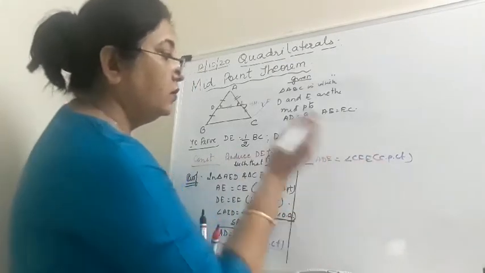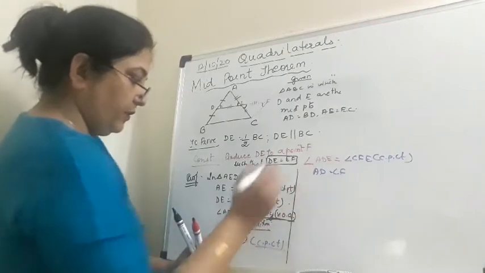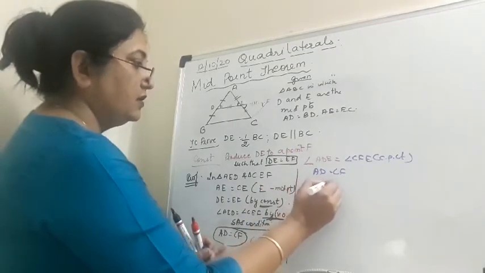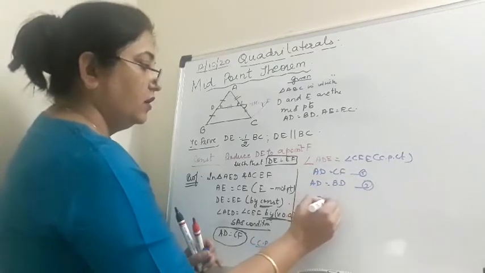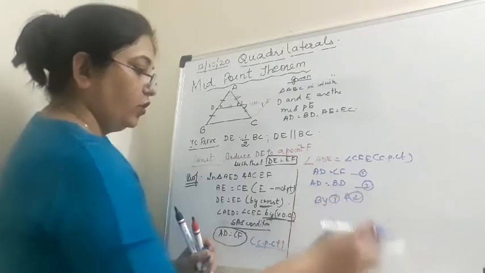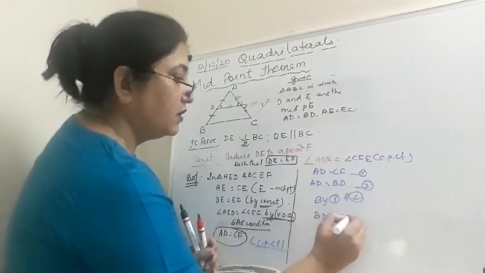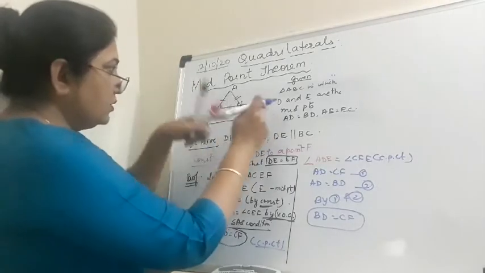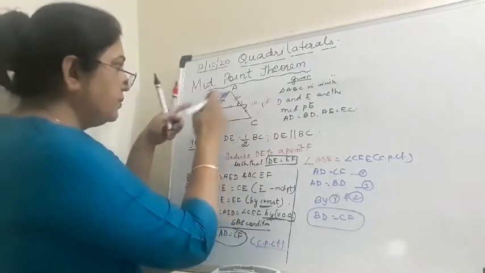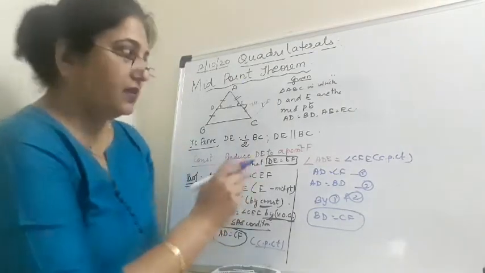parts. Now we know that AD is equal to CF. We know that AD is equal to BD. Therefore by 1 and 2, we get that BD is equal to CF. Now we got BD is equal to CF. Can we prove BD is parallel to CF? How will we prove that these two lines are parallel?